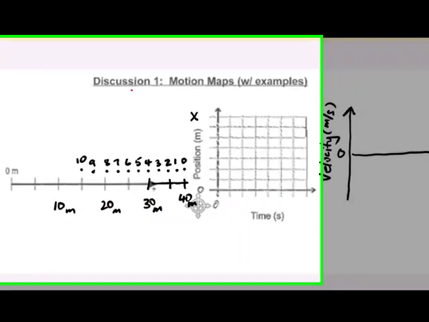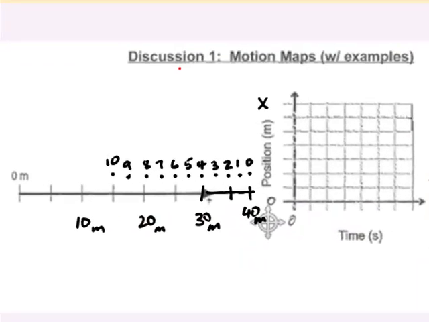Again, I just monitored the first 10 seconds, but if we look carefully at the display, we can see that the bug started at about 40 meters and was moving to the left. We're calling that a less positive position. So our origin's on the left. So I've labeled that. Next thing I want to do is indicate the direction with arrows between those. So let me go ahead and do that.